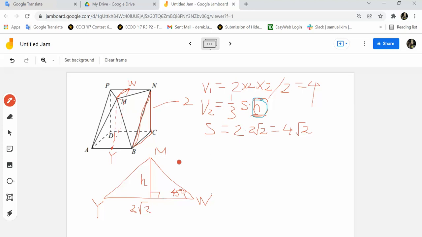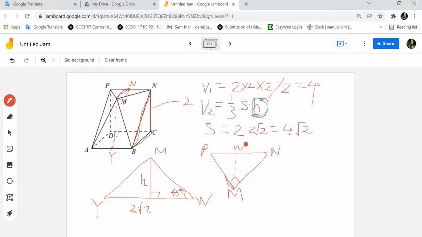If we know this is 45, we don't need this YM. We just need to know MW. MW is what, right? Because he built a triangle like this with a right angle. So we have here P, like this P and M, right? Here's a right angle, so we count like this. So we're looking for MW, right? MW is here.